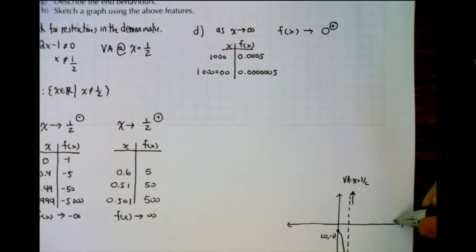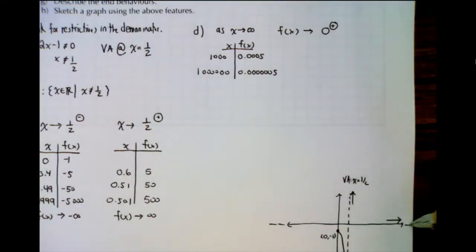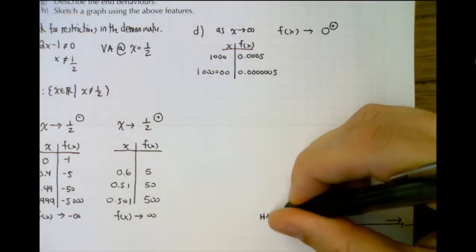So we can put that behavior on our graph. We know as we get big, we're going to level off to 0, and that's where our horizontal asymptote is.